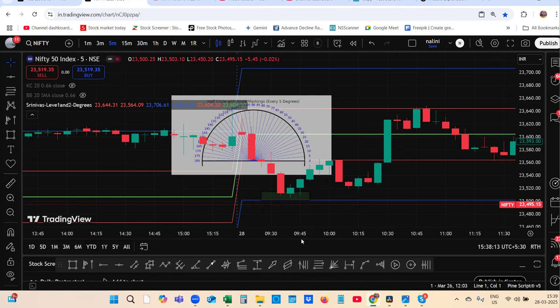For that, I found a solution. For me, it is very easy to use the protractor. I can see the thing and I can trade. And I understood the traders' problem. They were not able to trade properly. For that, let me remove this indicator.